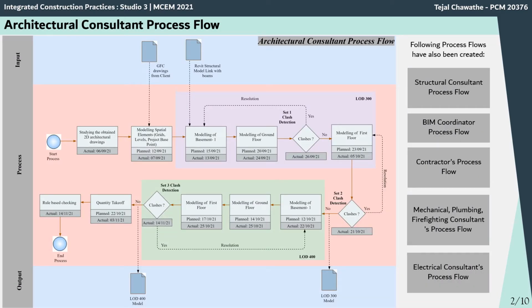A certain process flow was made to understand the working of each of the consultants. So here the architectural consultant's process flow can be seen, which starts with obtaining the drawings from the client and then creation of the 3D modeling. This was followed by the clash detections and then further LOD level of modeling and further clash detections. Then finally coming to the quantity takeoffs and rule-based checking and then the end process. Similar process flows were also done for the other consultants.